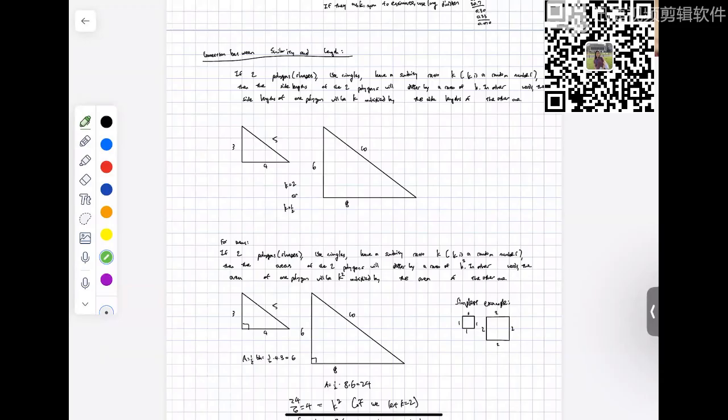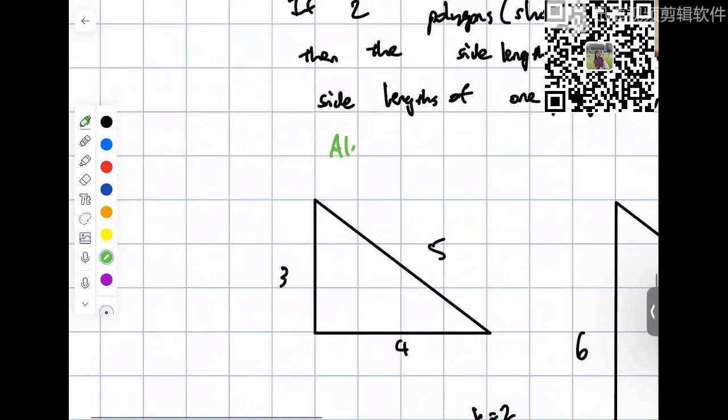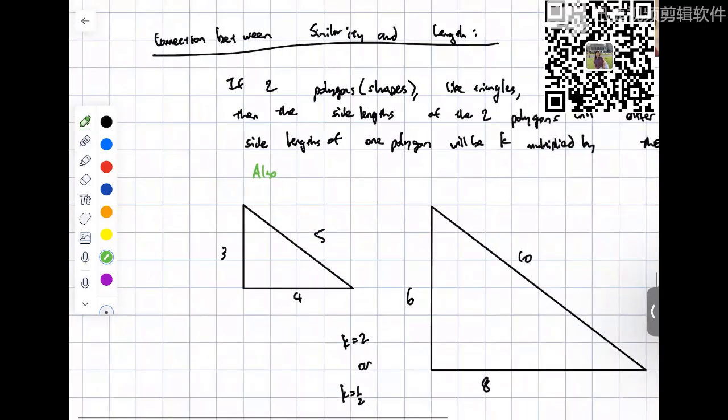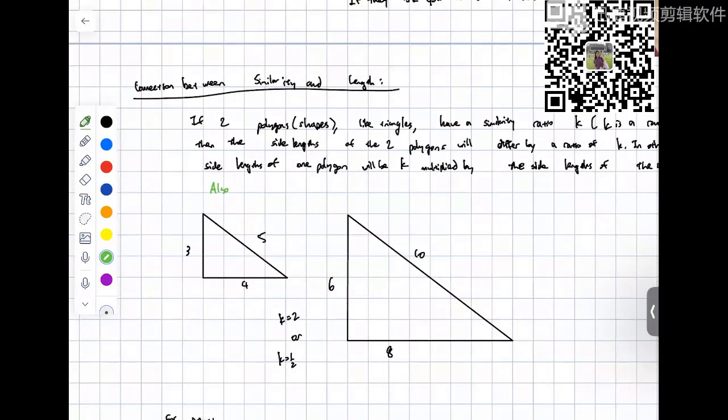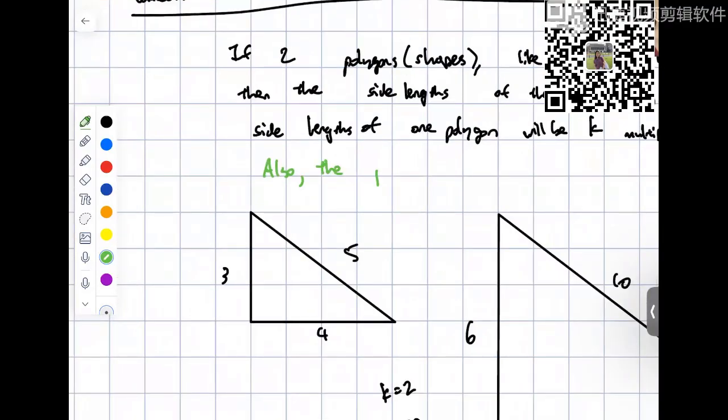And then I'm going to add something here in green. Everyone knows perimeter is the sum of the side lengths, right? So if the side lengths are all multiplied by k, then if you add all those side lengths multiplied by k together, it's just going to equal k times the sum of the original side lengths. So let me write that down and also do a demonstration. The perimeter.